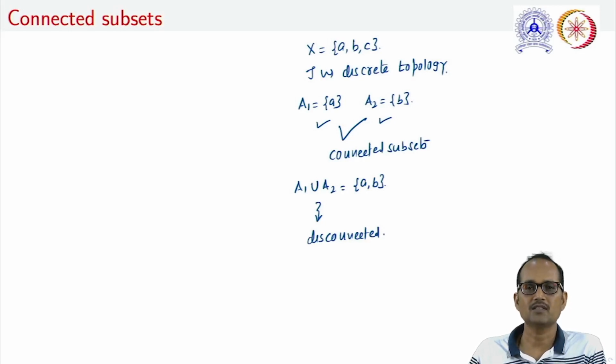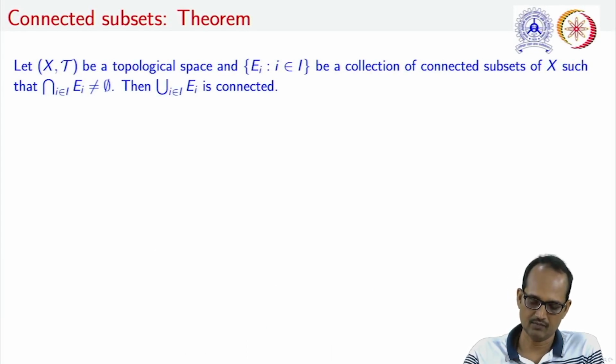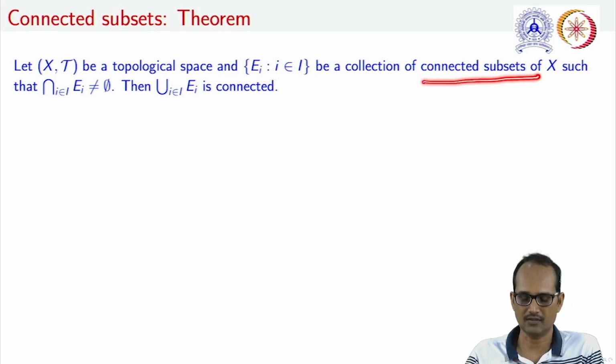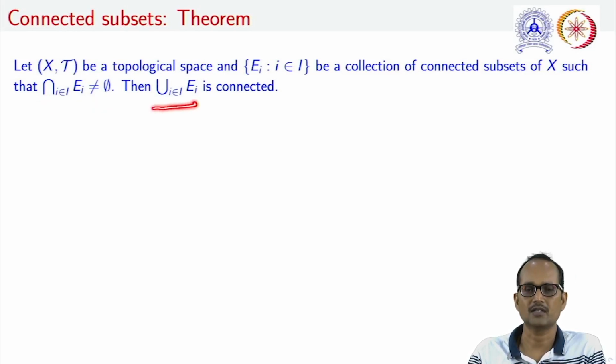From this example, it is clear that union of two connected subsets may not be connected. So, question is, can we put some restriction or some conditions so that union of connected sets can be connected? Answer is yes, and that is given in the form of this theorem. This theorem states that if we are having a topological space X, tau, and let us take a collection of connected subsets Ei of X such that the intersection of Ei, i belongs to I, is non-empty, then union of Ei, that is union of connected sets, is connected.